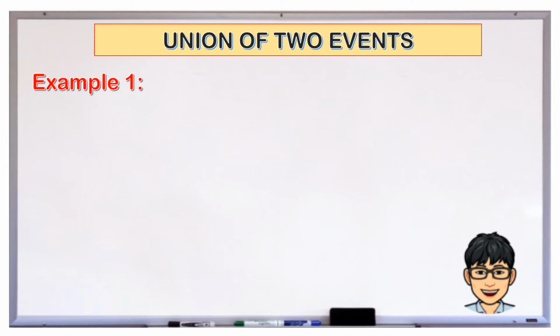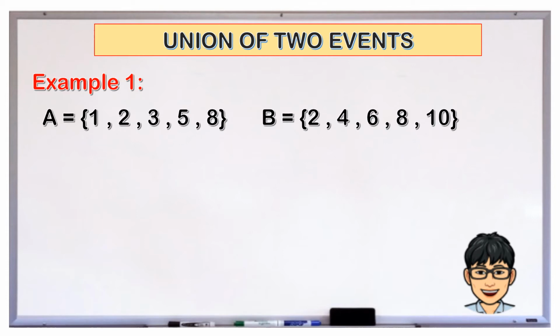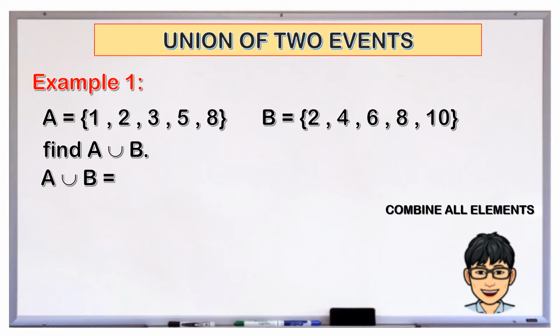Let us have this example number 1. Let's say event A has elements 1, 2, 3, 5, 8, and event B has elements 2, 4, 6, 8, and 10, and we are asked to find A union B. So to find A union B, lagi nating tatandaan na ang gagawin natin ay to combine all elements of the given events. So therefore, A union B is equal to 1, 2, 3, 4, 5, 6, 8, and 10.